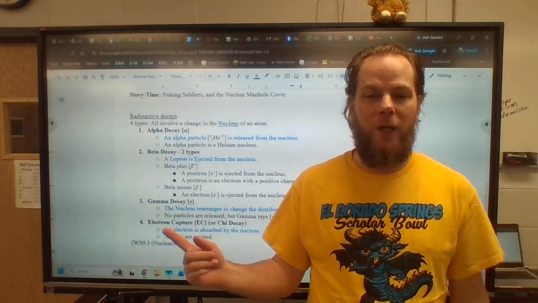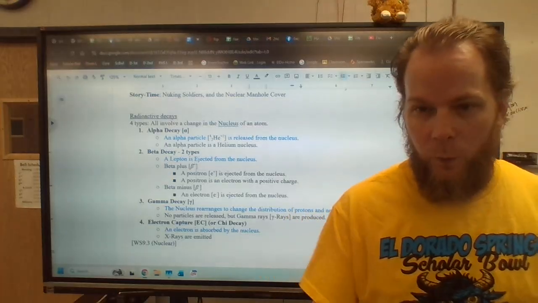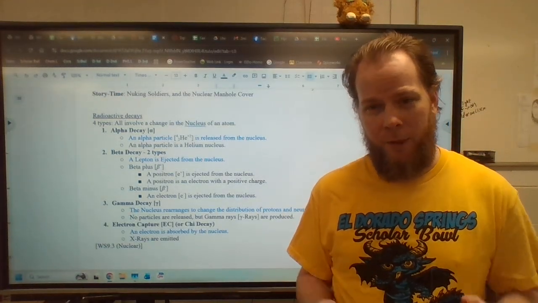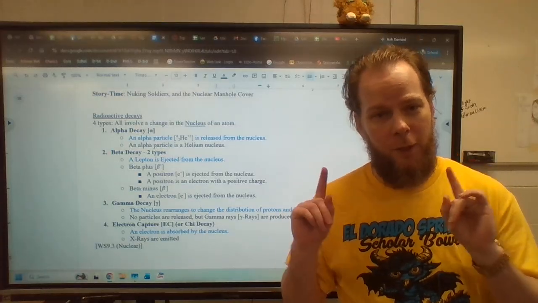And that brings us to electron capture, which was one moment. All right, it's been about half an hour, so I hope I remember correctly where we were.